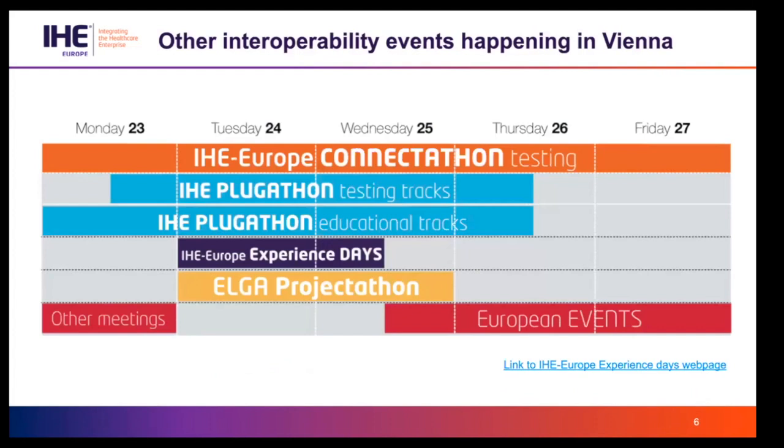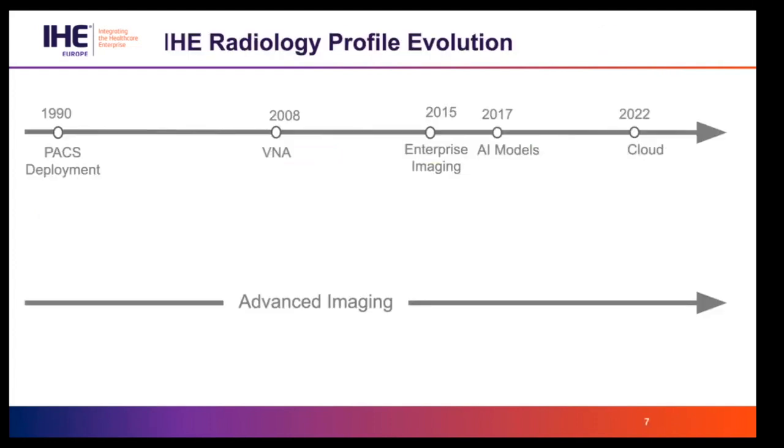The connectathon is not the only event we will have in Vienna. We will have several Pluggathon tracks. The IHE Experience Days, which is a day and a half of conferences. Registration is also open. We will have a Projectathon, Elga, which is an Austrian project, and there are other meetings and events. I think that's all for the general introduction. So Lynn, Andrei, the floor is all yours.